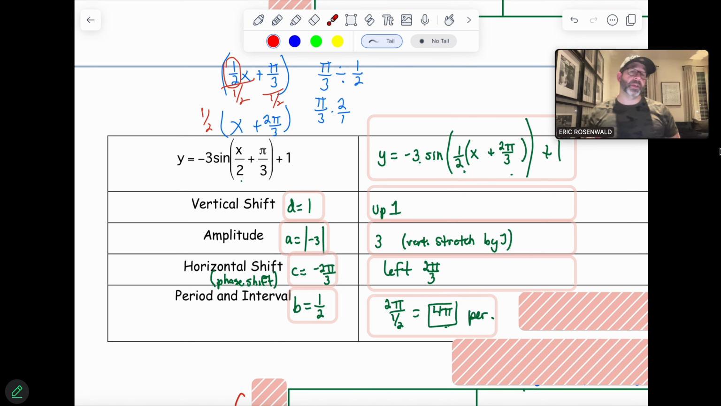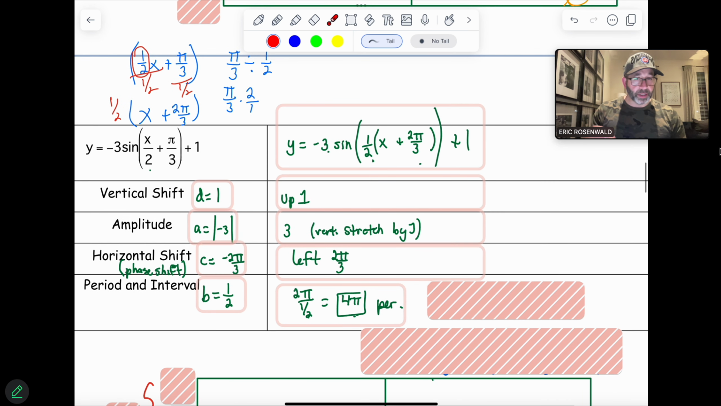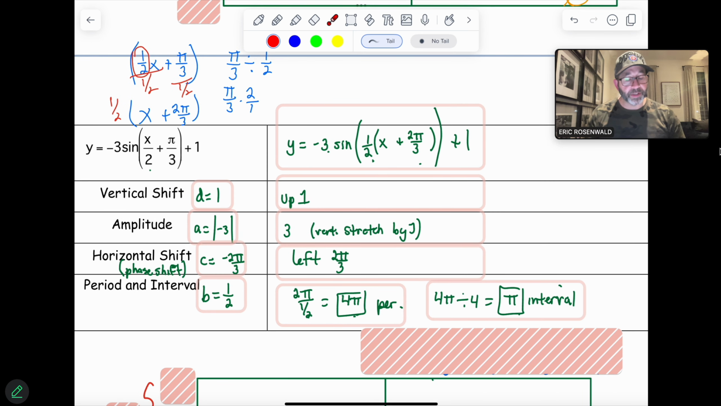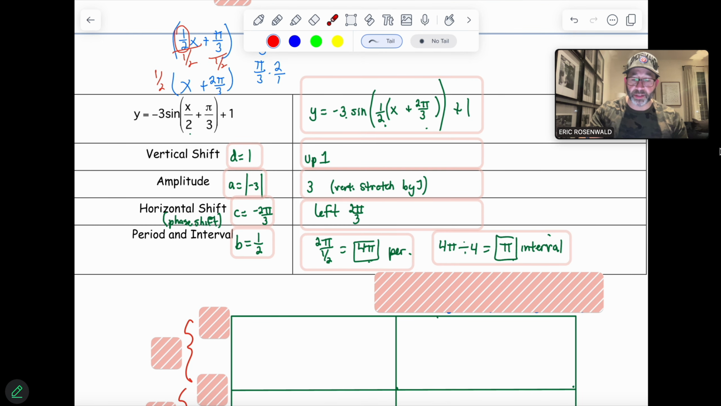That should make sense because it's the reciprocal effect, right? If we have a half, the reciprocal becomes a 2. So we're doubling the period. If we take that and break it into 4 increments, we're going to have 4 pi divided by 4. So we're going to be increasing by pi. And here we go. We are ready to tackle this. The only thing that did not get mentioned is that negative. It causes that reflection over the x-axis, which we'll deal with in a moment.